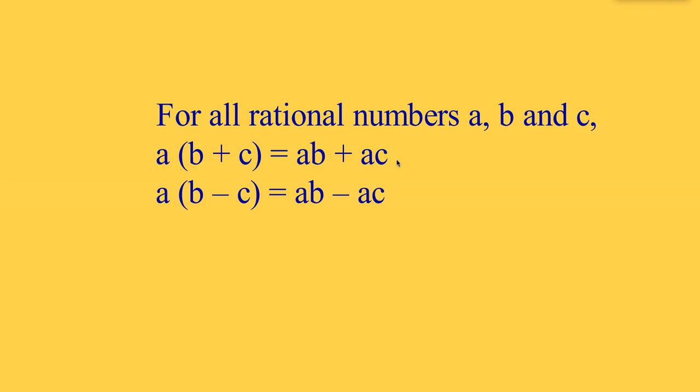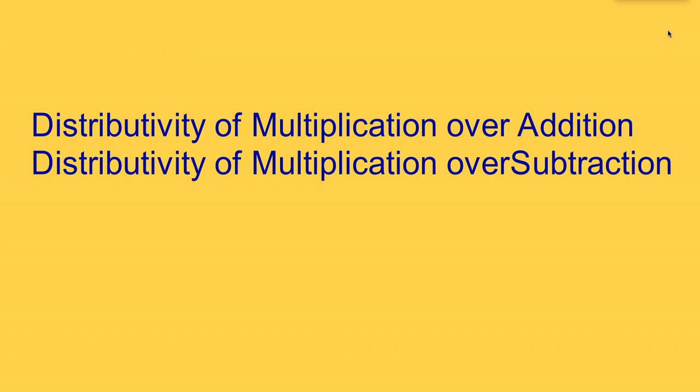Now this is the last property we learned. For any three rational numbers a, b, c, a into (b plus c) you can write as ab plus ac. Or a into (b minus c) we can write as ab minus ac. This property we can call distributivity of multiplication over addition, or distributivity of multiplication over subtraction. These are all the properties we learned so far. Now let us see the exercise.